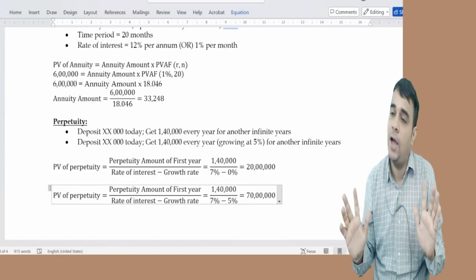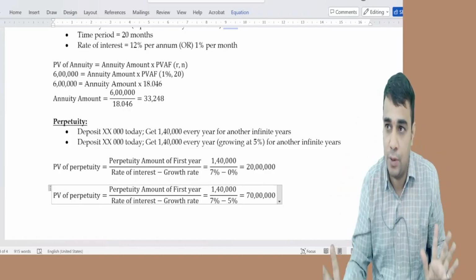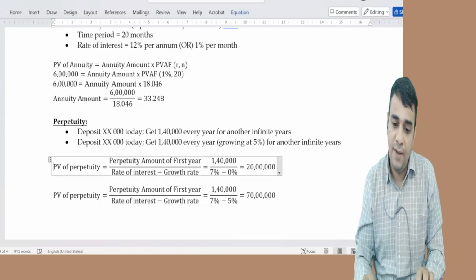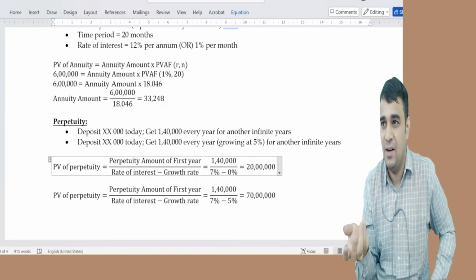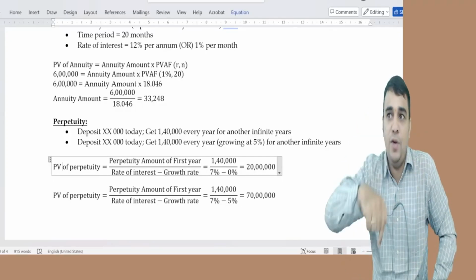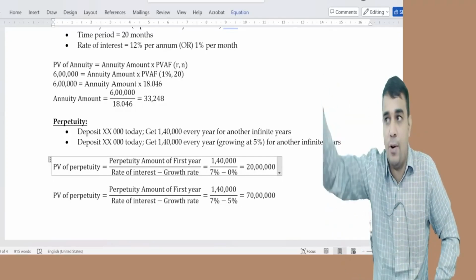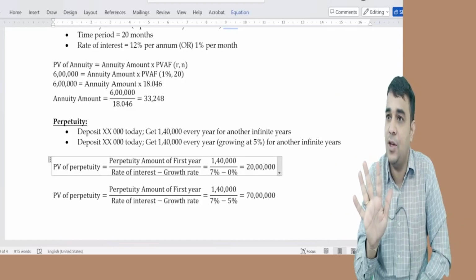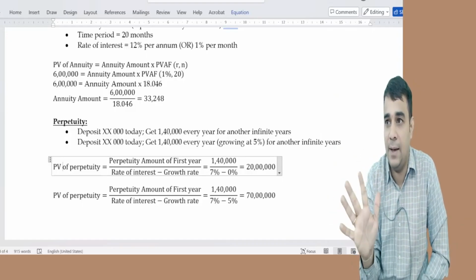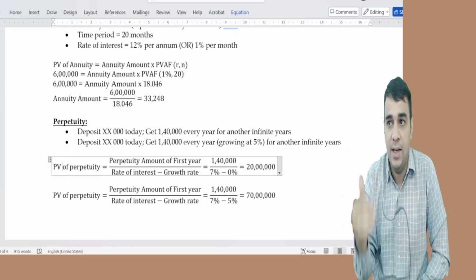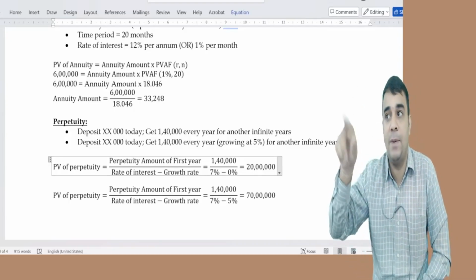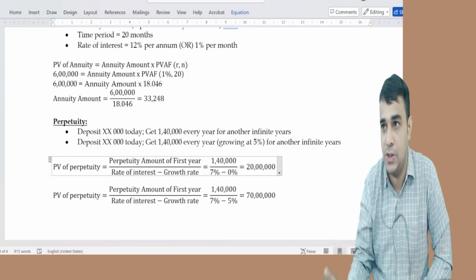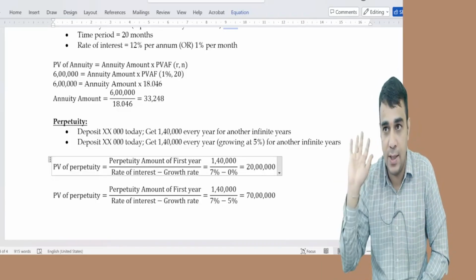So present value of perpetuity is whatever the first year amount is. Here, every amount is going to be the same. Whether you call it first year, second year, third year, fourth year, doesn't matter. First year amount only you have to take, because you invest today and get the money in the first year onwards. In the first scenario, the first year doesn't matter because it's the same amount. In the second scenario, it can be 1,40,000 or maybe 1,40,000 plus 5%. Plus 5% means the value will change. Able to understand the calculation?